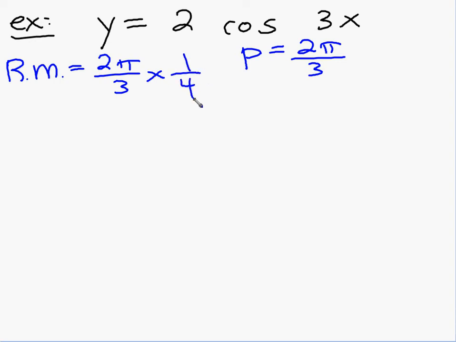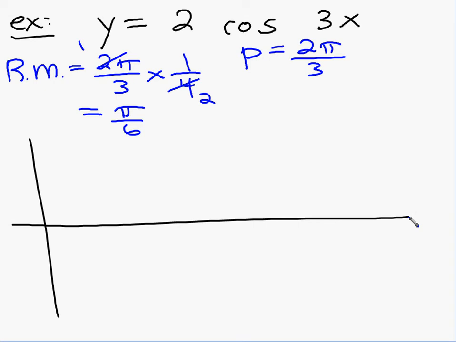So I do my factoring. 2 divided by 2 is 1. 4 divided by 2 is 2. So my road markers are going to be pi sixths when I simplify that fraction. So we start the same way. I'm going to put my period out here at the end. My period was 2 pi thirds, so I'm going to have a 2 pi thirds out at the end.